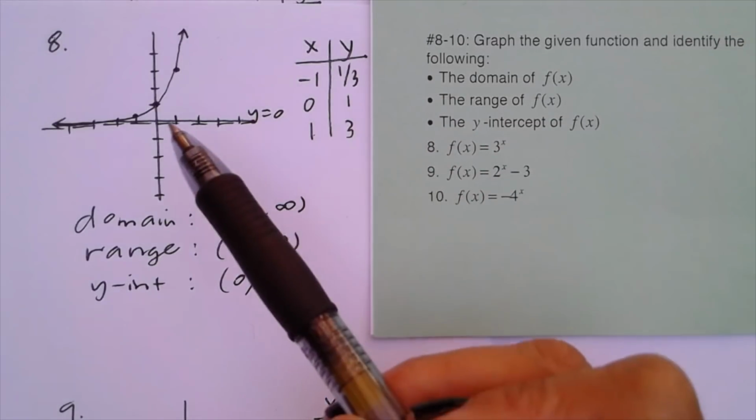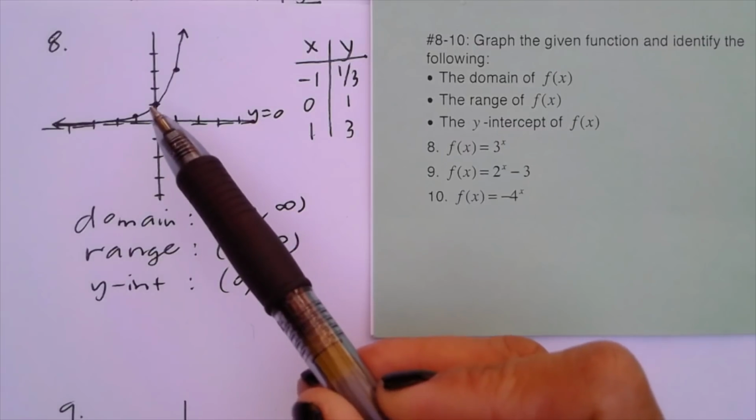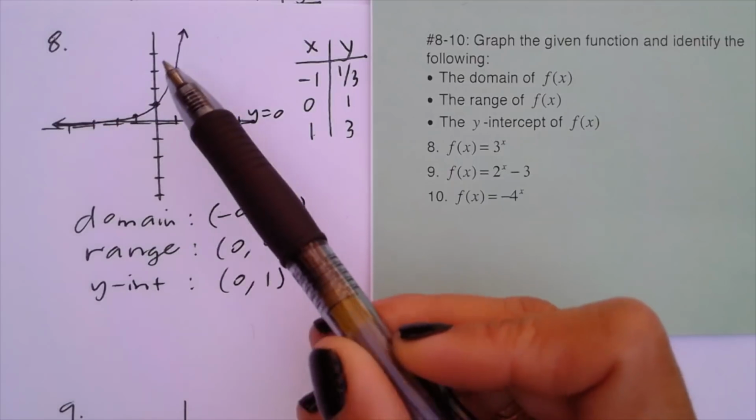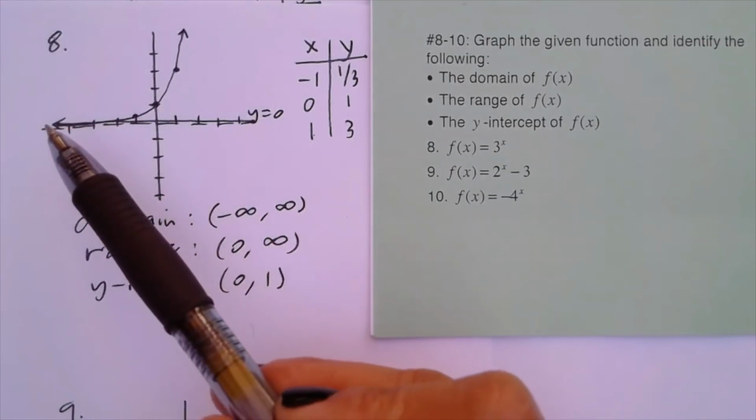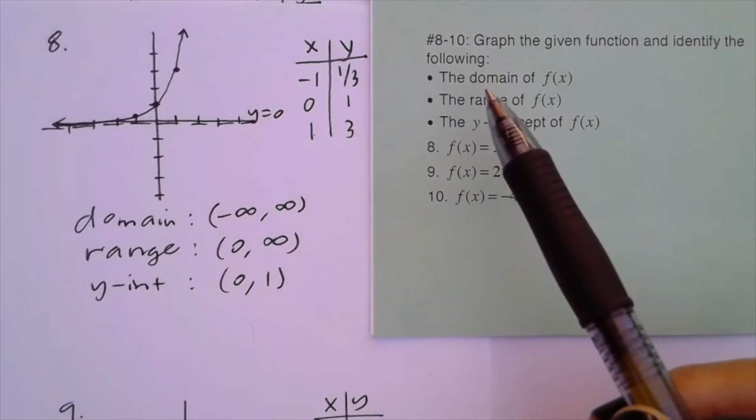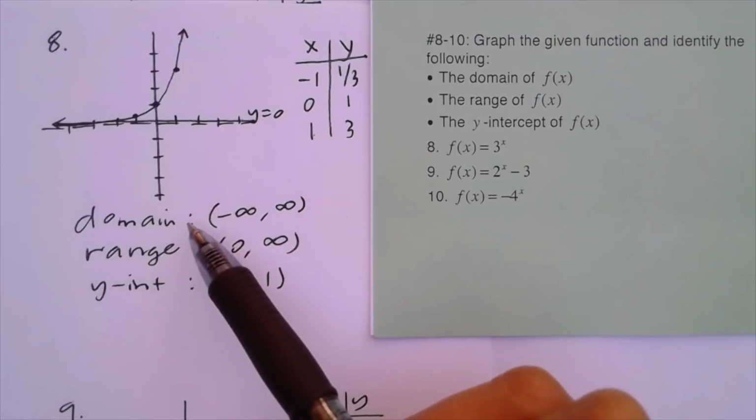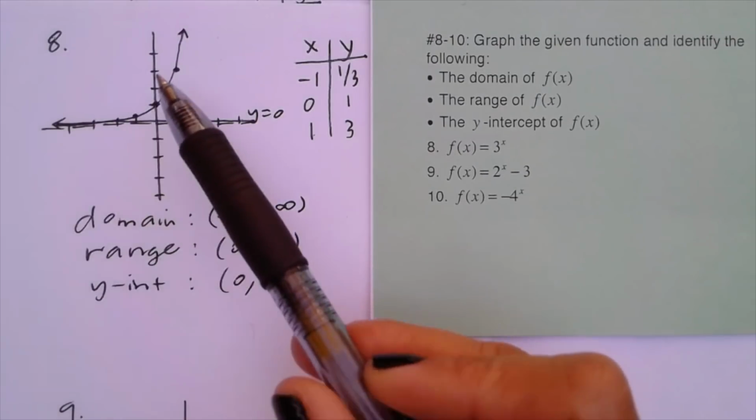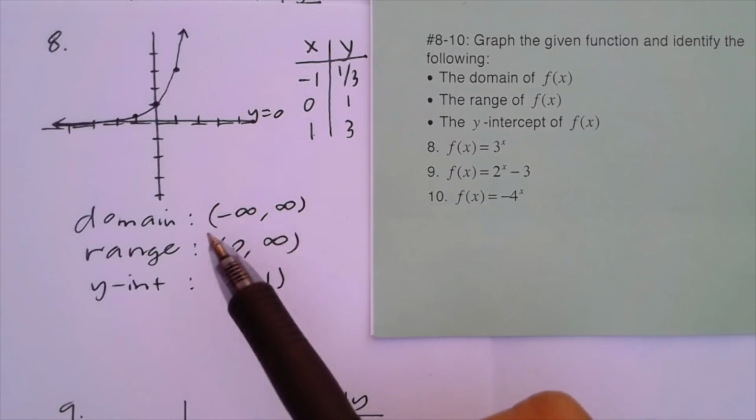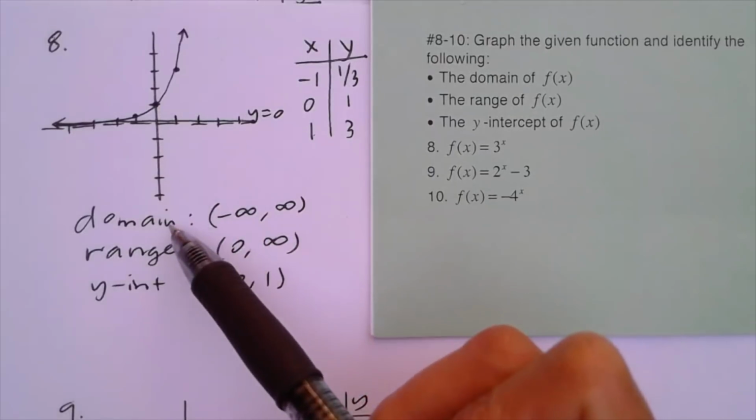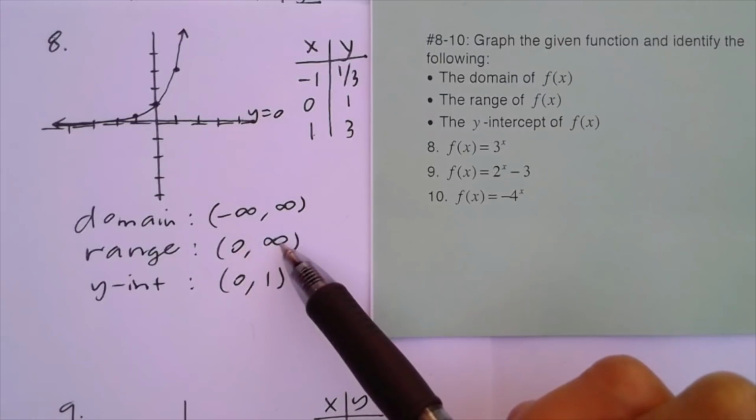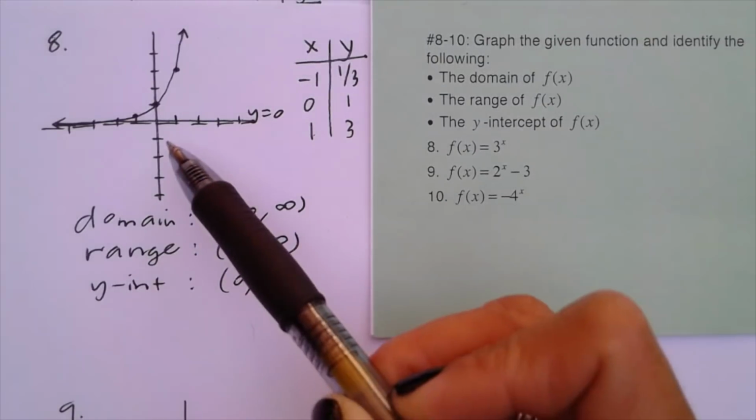And then you can plot those points. So if you go -1 up a third, 0, 1, and then 1, 3, and then you get this curve. So to the right, the graph goes up, and then it creates a horizontal asymptote right here at y equals 0. So domain for this function is, you can see that the graph is not restricted to the left or the right, so the domain is all real numbers, so we'll say from -infinity to +infinity. And then the range, the graph doesn't exist down here. It exists from 0 up, so we would say 0 to infinity. And then finally the y-intercept is 0, 1.